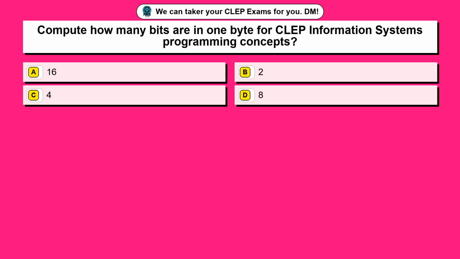Question 90. Compute how many bits are in 1 byte for CLEP Information Systems programming concepts. Option A. 16. Option B. 2. Option C. 4. Option D. 8. The correct answer is option D.